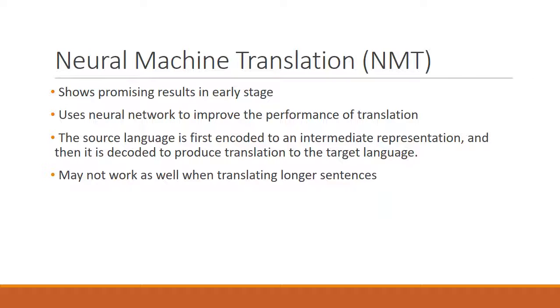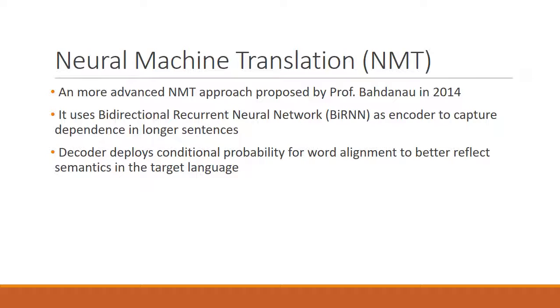This approach may not work as well when translating longer sentences, because it uses a fixed number of features to describe all source sentences, but still it shows promising results and a bright future. A more advanced neural machine translation approach was proposed by Dr. Bahdanau in 2014. It uses a bidirectional recurrent neural network as the encoder to capture dependencies in longer sentences. The decoder deploys conditional probability for word alignment to better reflect semantics in the target language.